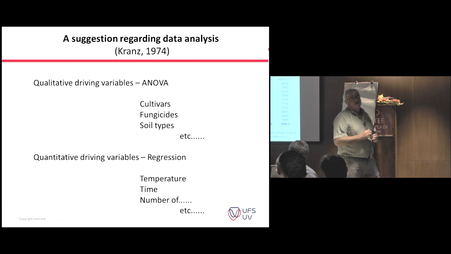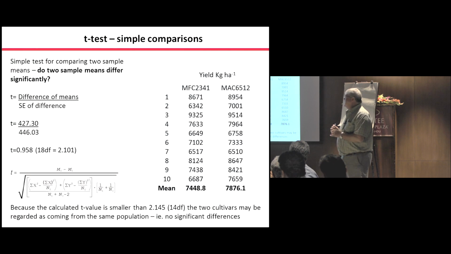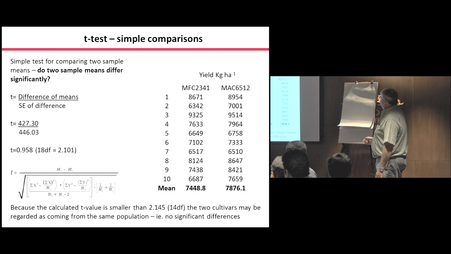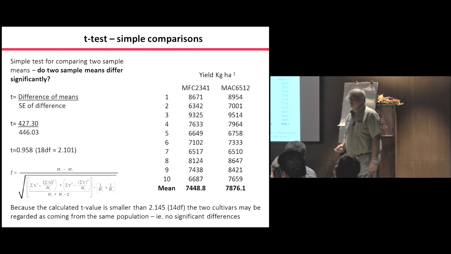So let's start with one of the most simple tests, and I've referred to the t-test a number of times, and I refer to the t-value. Let's assume I have 2 cultivars, or 2 temperatures, and I'm looking at spore germination. But I have 2 cultivars. There's MFC, which is a cultivar that Saki likes very much. And I have this cultivar. And I have the yields. Now I've taken 10 samples, and I've worked out the mean of those 10 samples from each of those cultivars.